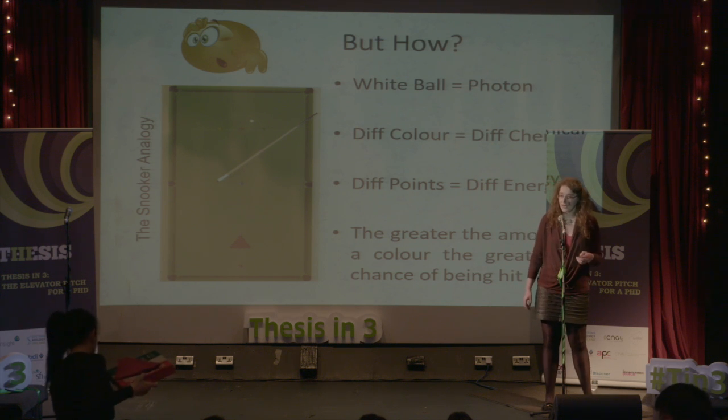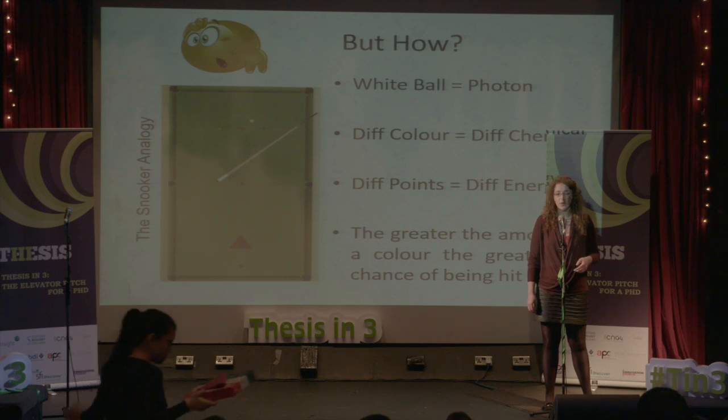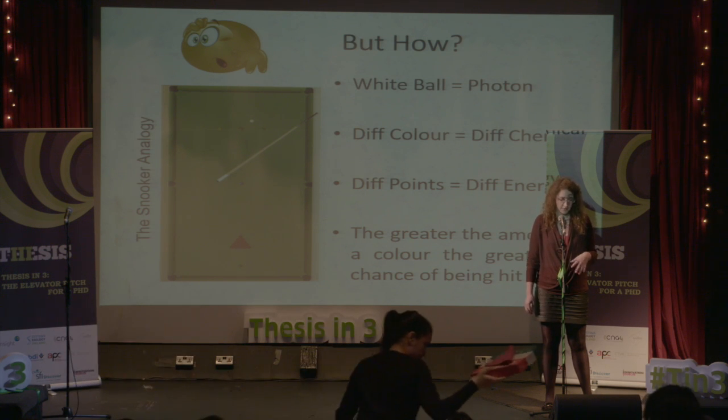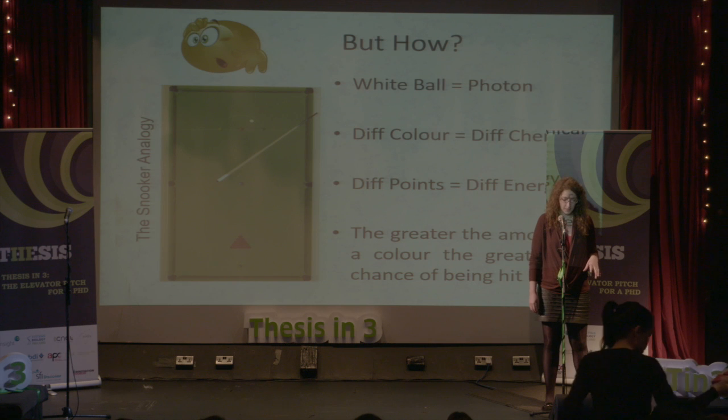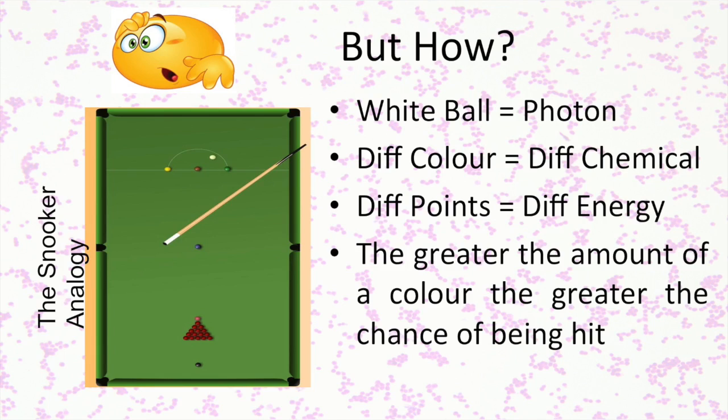So I'd like you to think of the Q as a laser, the table as a biological specimen, the white ball as a photon, and the different colored balls as different types of chemicals. So in snooker, the Q moves the white ball at random and pockets colored balls at random as well. In snooker, depending on what colored ball you pocket, you get a different number of points.